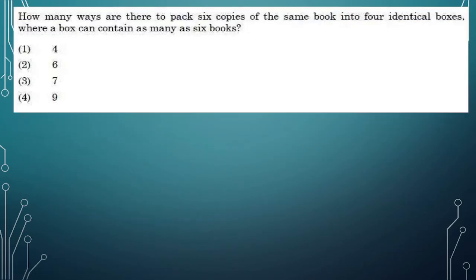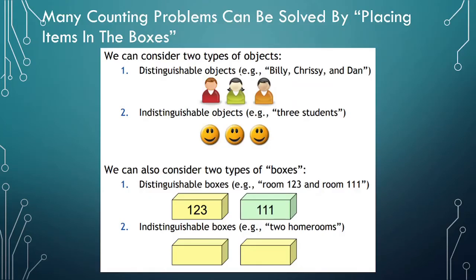How many ways are there to pack 6 copies of the same book into 4 identical boxes where a box can contain as many as 6 books? So see, this question is regarding a counting problem. Why? Because here they have said some books are given, identical boxes are given, and how many? Yes, so it's a counting problem. Before I discuss this question, I will tell you something: the counting problem is actually solved by placing items in the boxes.